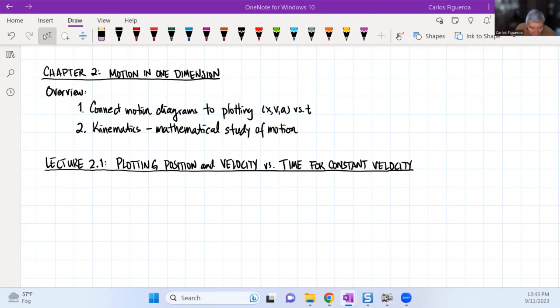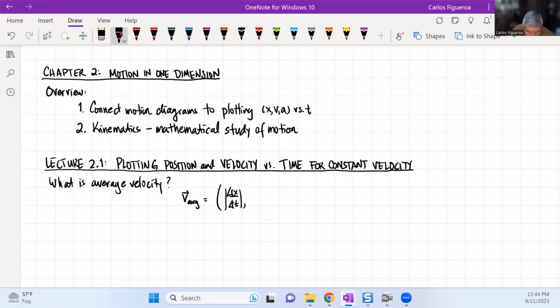So what we need to remember is that we started talking about average velocity. So what is average velocity? Well, velocity is a vector. So if I say the word average, that means I'm looking at the total displacement over time, and I look at the magnitude of this, and then we look at the direction. That's what we mean by the average velocity.